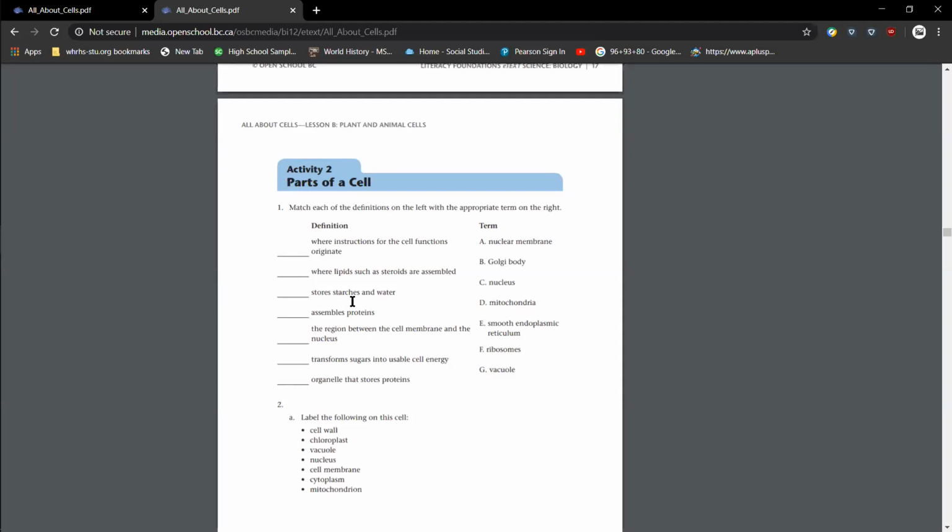So stores starches and water. All right, so to those of you who got it, good job. It was G, or vacuole. And remember, the vacuoles are giant in plant cells, not so large in animal cells, and they store waste and starches and water. So assembles proteins.